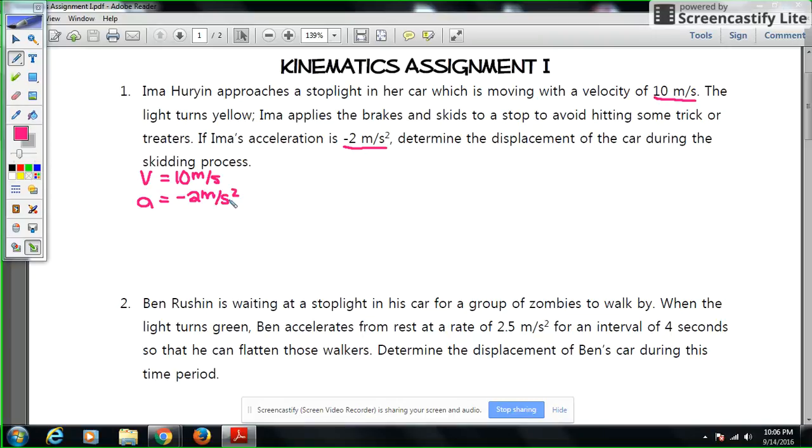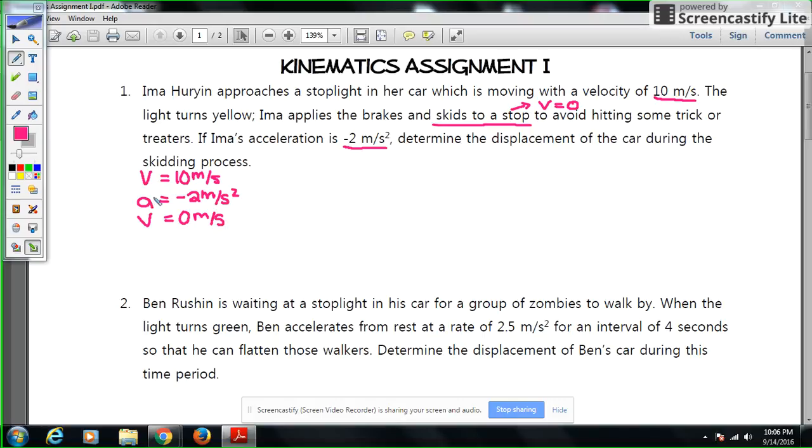Now, there's another thing that was given to us in this problem, but it's not a number. You actually have to read it and kind of figure it out. And that is that it skids to a stop. If I'm stopped, my velocity is 0. So over here, I'm going to write V equals 0 meters per second.